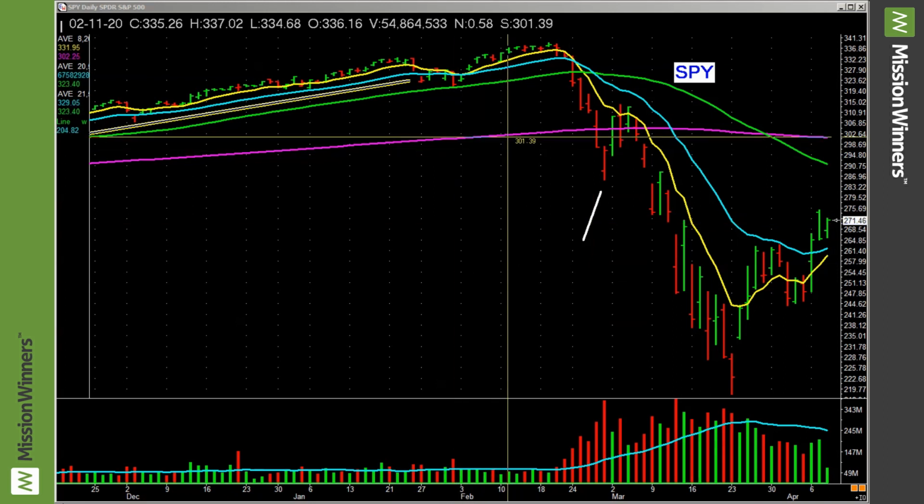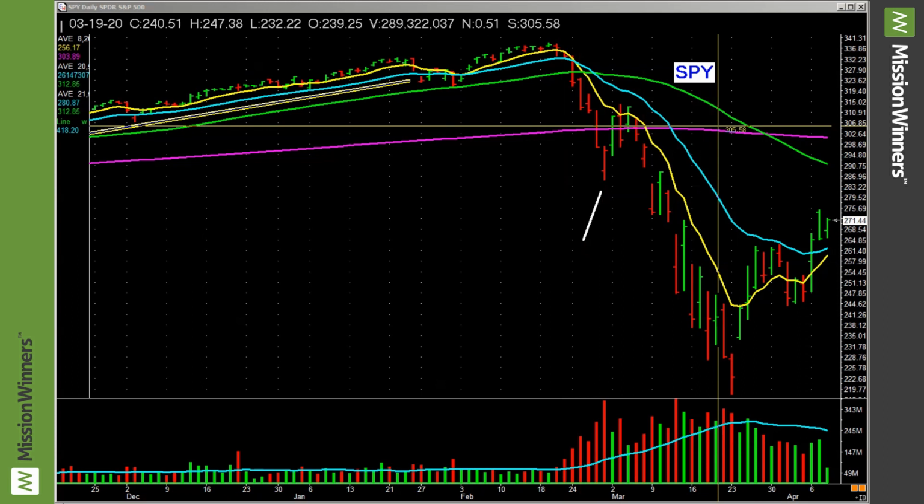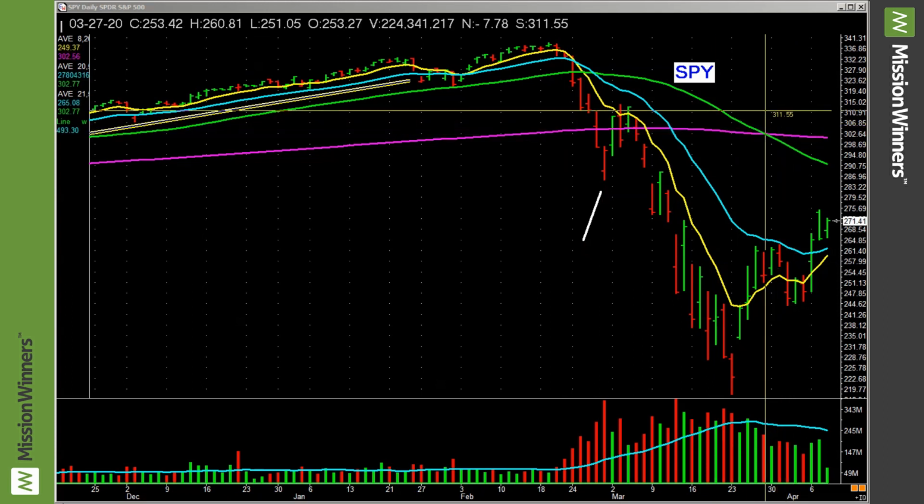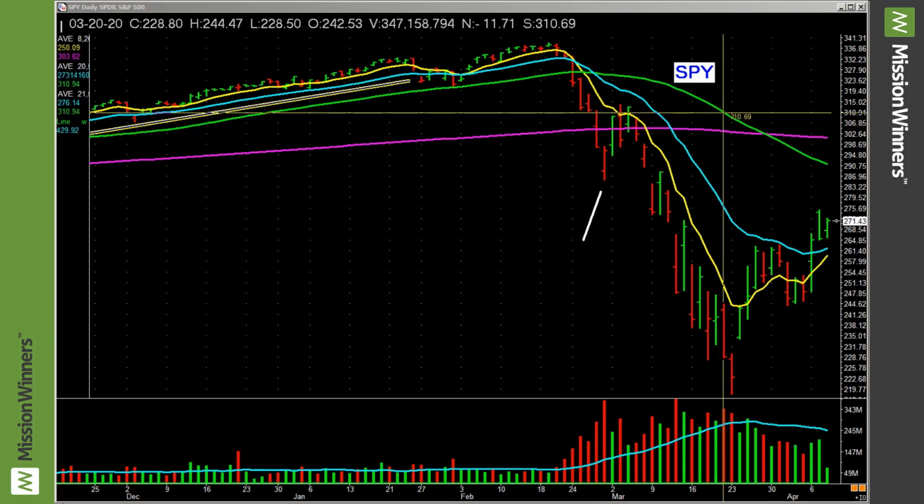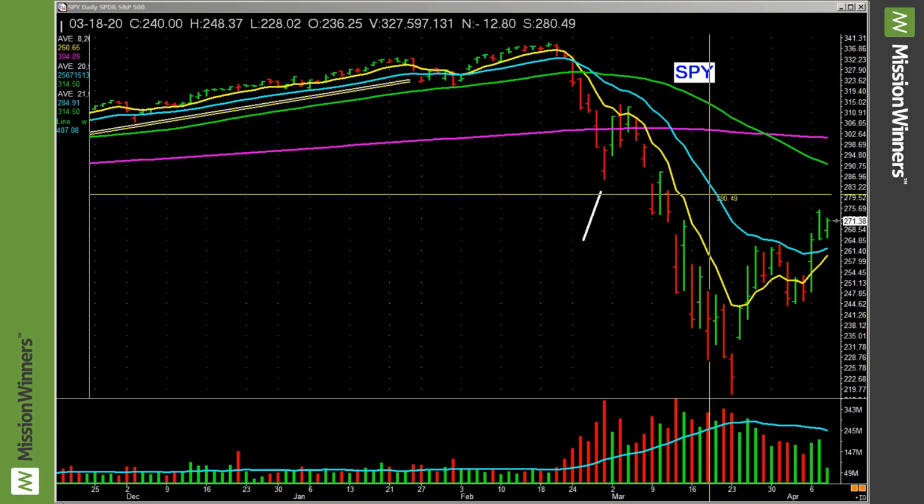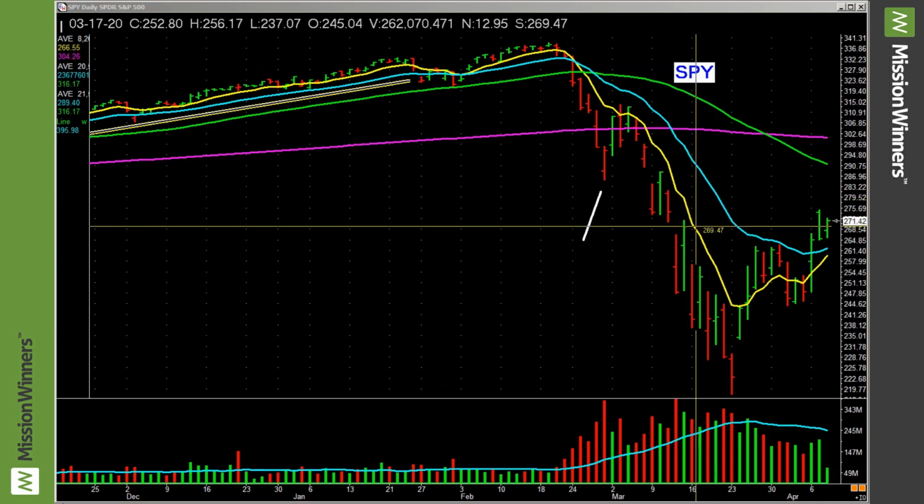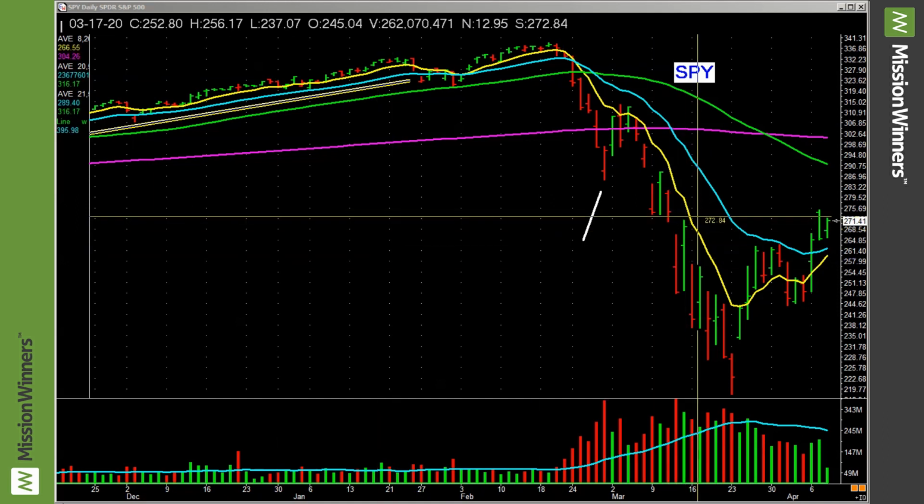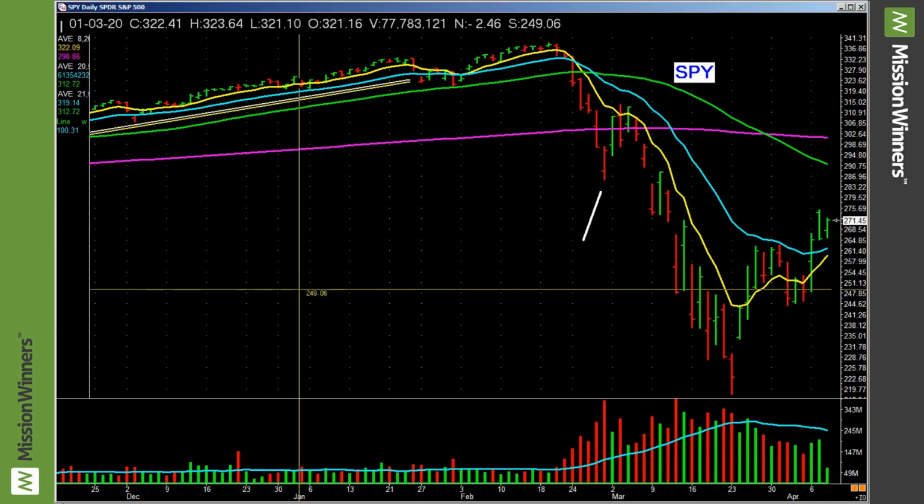Just to clarify, on my system, the purple is 200, the green is 50-day simple, the blue is 21-day exponential, and the yellow is 8-period exponential, 8 EMA. We're going to talk about the 8, and I'll share something with you.